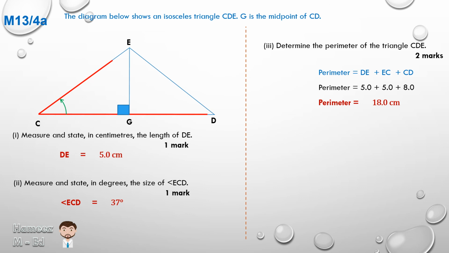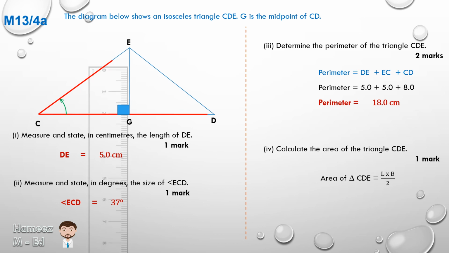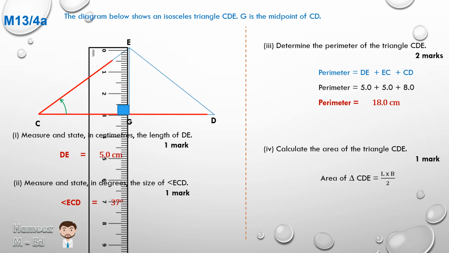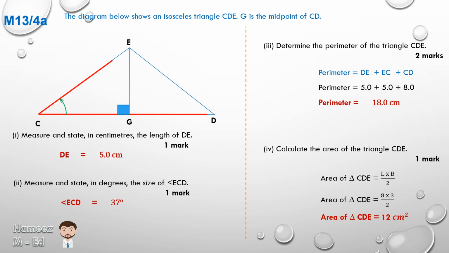And the last part of the question, part 4, calculate the area of the triangle CDE. The area of a triangle is equal to length times breadth over 2, or base times height over 2, it doesn't matter. So do we know our base? Our base is CD, which is 8 centimeters, and our height is EG, which we need to measure. When we measure EG and substitute in there, we will get a total area of 12 centimeters squared.